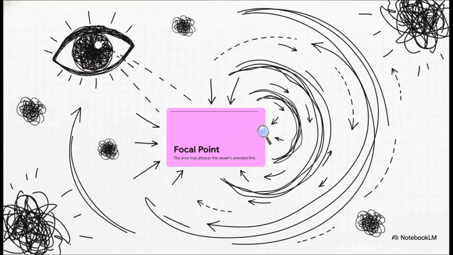So obviously, we need a deliberate cure for all that visual chaos. And that cure? It's the focal point. Basically, the specific area that attracts the viewer's attention first. It's your visual anchor. Look, professional designers don't just cross their fingers and hope you happen to look at the right thing. No way. They engineer emphasis completely intentionally to force your eye exactly where it needs to go.